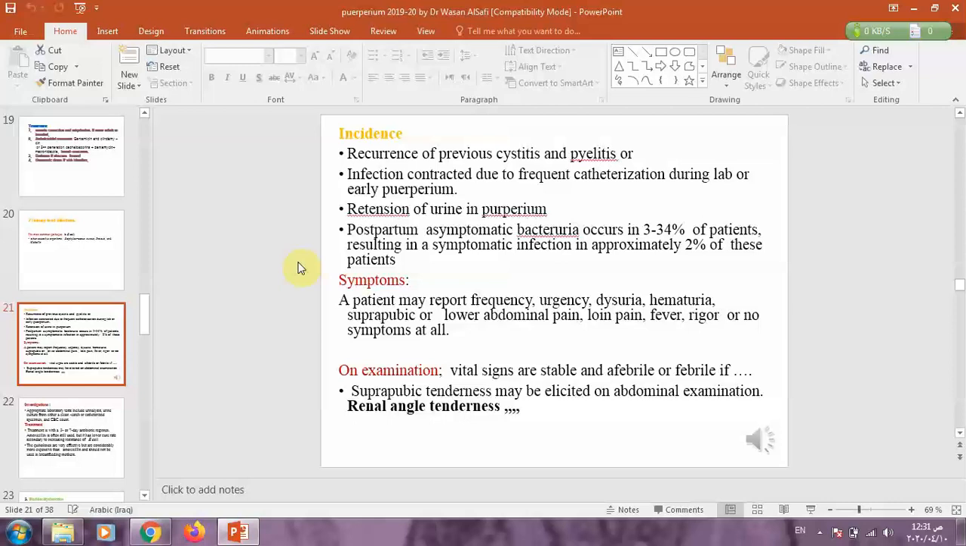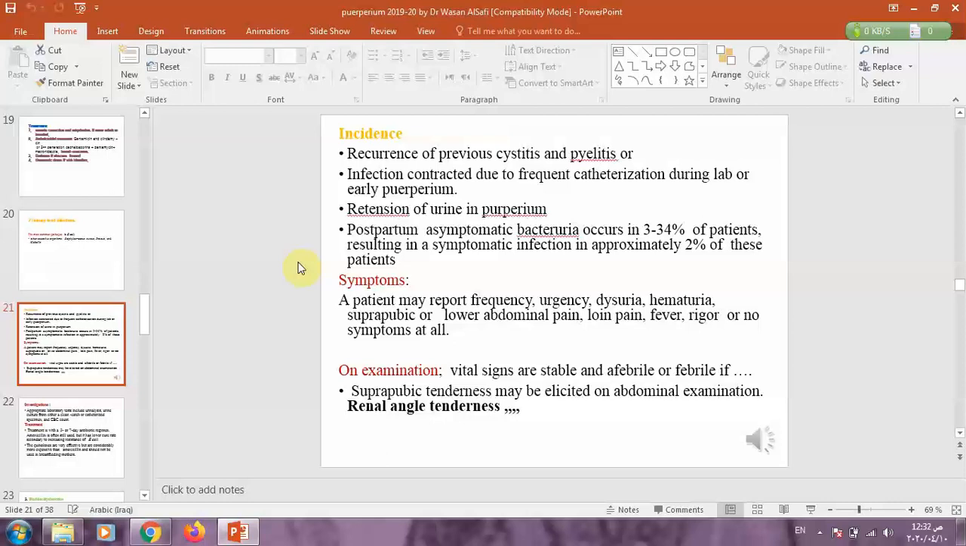Postpartum asymptomatic bacteriuria occurs in 3 to 34% of patients, resulting in symptomatic infection in approximately 2% of those patients. That's to say, the woman may have asymptomatic bacteriuria. Accidentally, we send for general urine and we see that there is bacteria in the urine. And this woman has a 2% incidence of progressing to symptomatic infection.